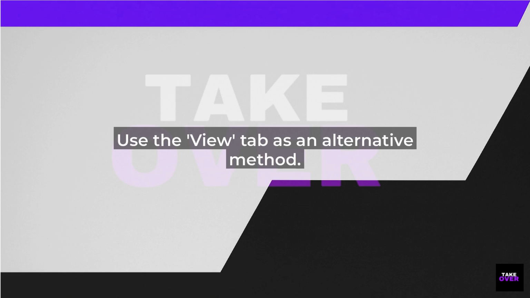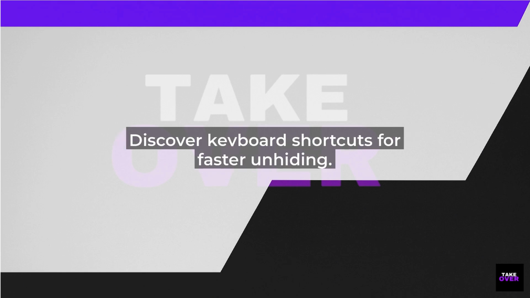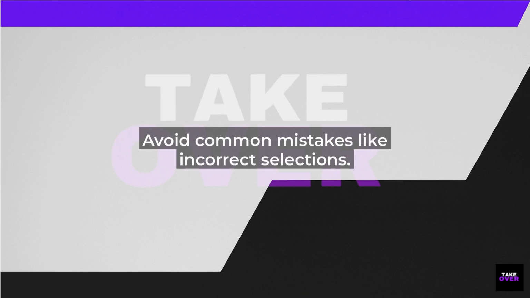If you prefer using the menu bar, go to the View tab at the top, then hover over Hidden Sheets. In some versions, it's under View, greater than Hidden Rows, and select Unhide Rows from there. This method works great if you're dealing with multiple hidden sections.